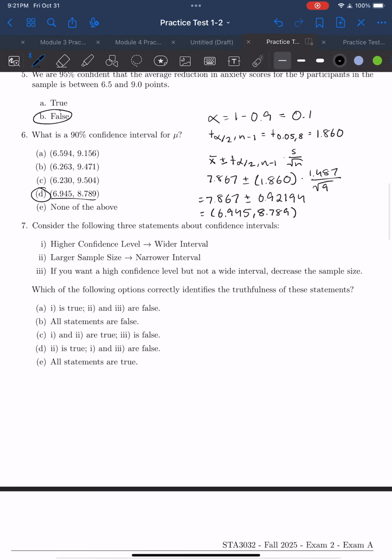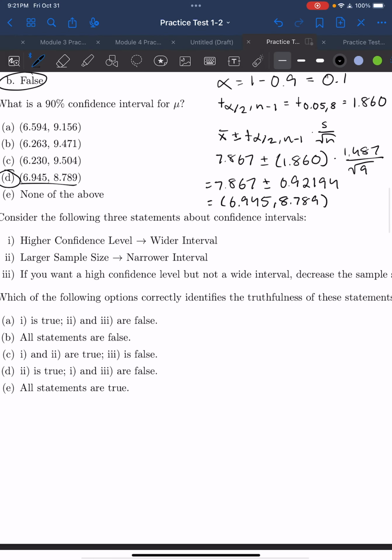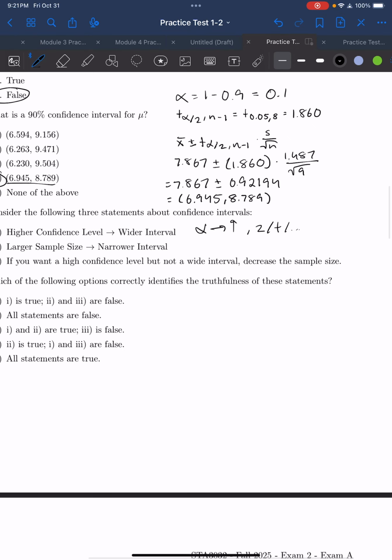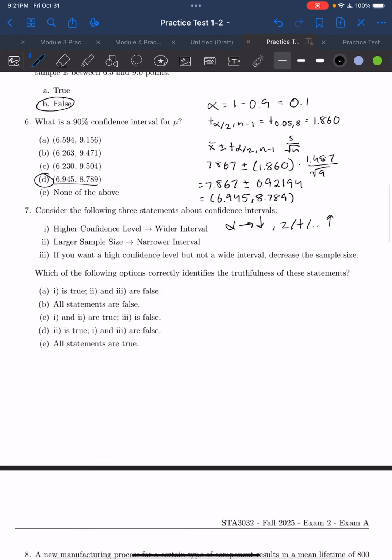So we see that as our confidence goes up, our statistic, which is z or t or whatnot, goes up as our alpha goes lower, and when our alpha goes lower, our confidence level goes up. I hope that made sense. So we know that this is true.